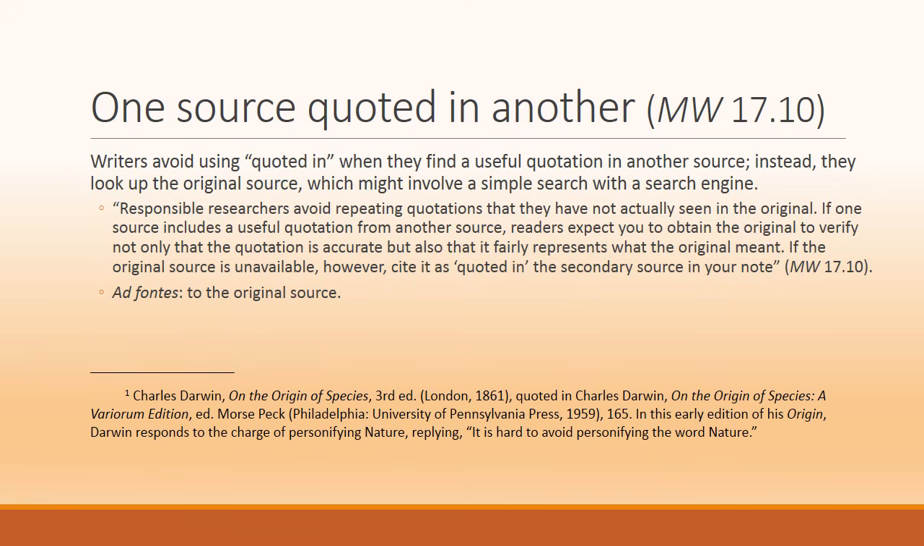As a principle, writers avoid using "quoted in" when they find a useful quotation in another secondary source. Instead, they look up the original source, which might involve a simple search with a search engine. Turabian puts it this way: responsible researchers avoid repeating quotations that they have not actually seen in the original. If one source includes a useful quotation from another source, readers expect you to obtain the original to verify not only that the quotation is accurate, but also that it fairly represents what the original meant. If the original source is unavailable, however, cite it as quoted in the secondary source in your note.